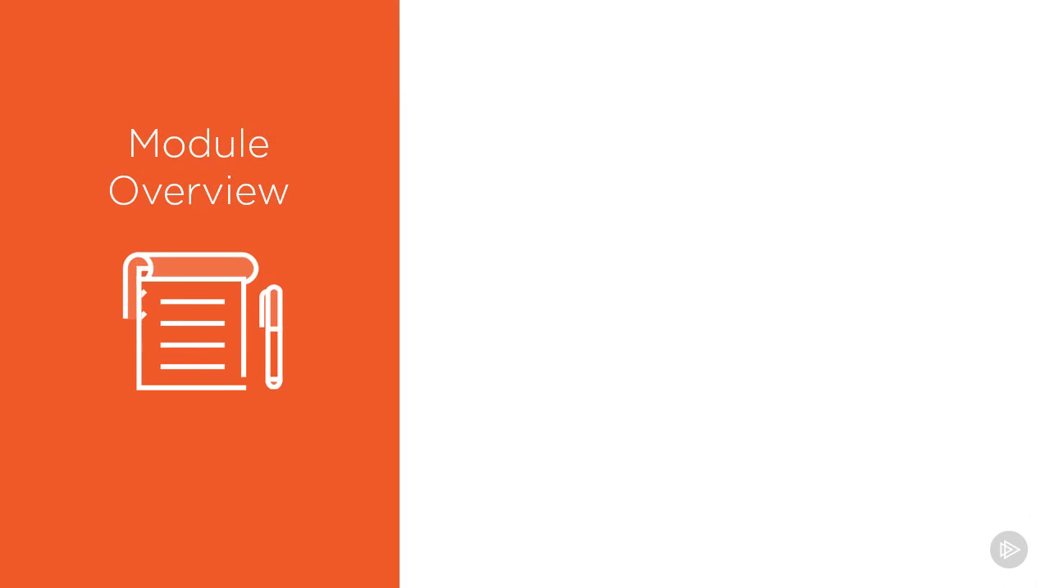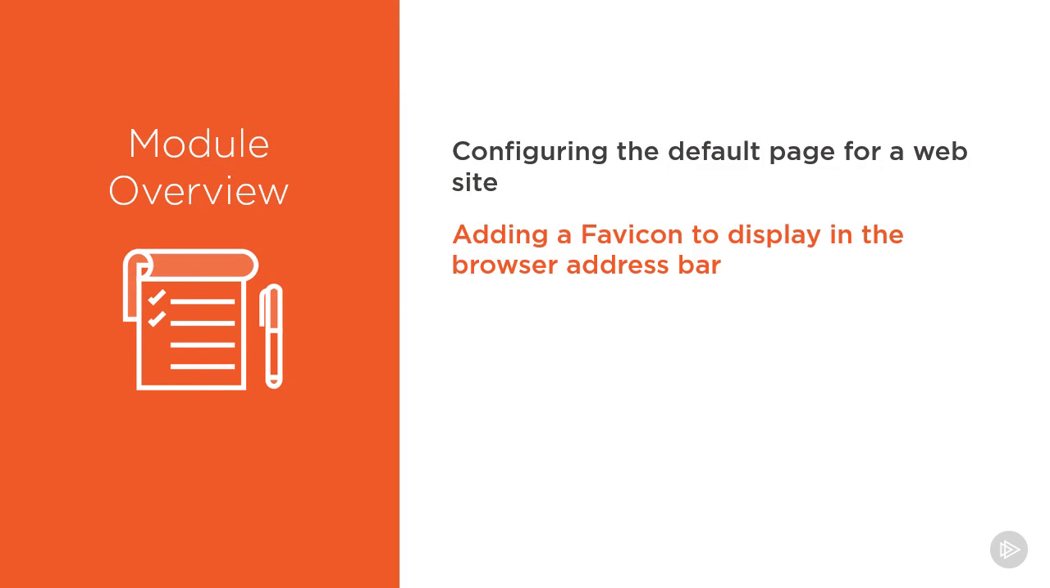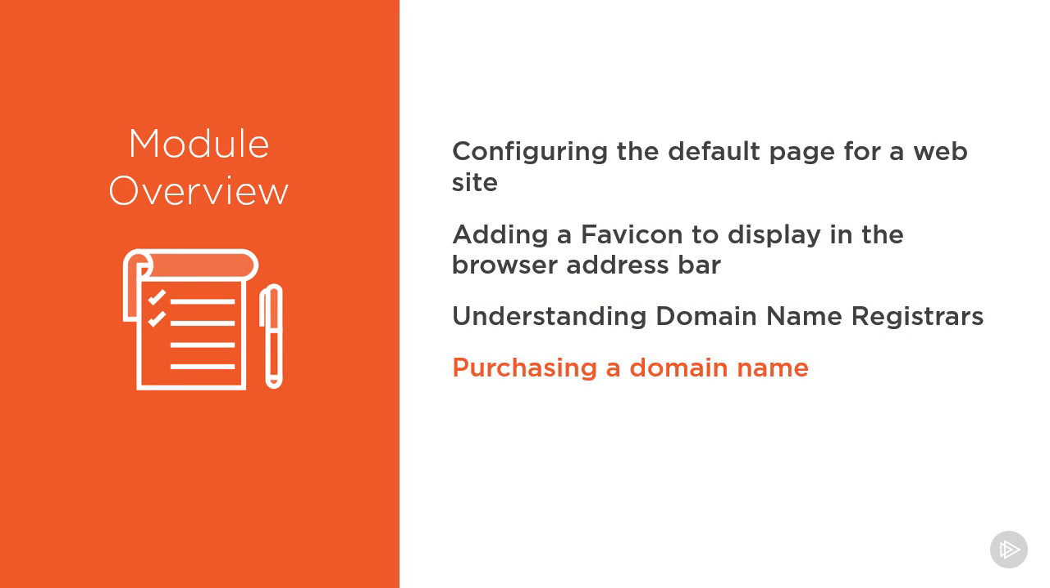In the rest of this module, you're going to learn how to configure the icon to display in the browser tab for your website. Then you're going to learn about how to purchase a custom domain name through a domain name registrar. I'll show you a demo of how to do that, and then how to configure DNS to point your custom domain name to the IP address of your hosted website.